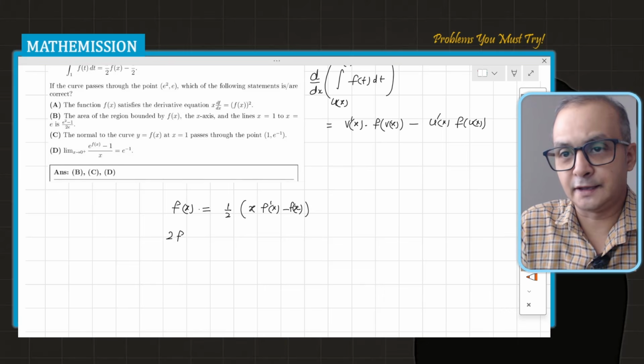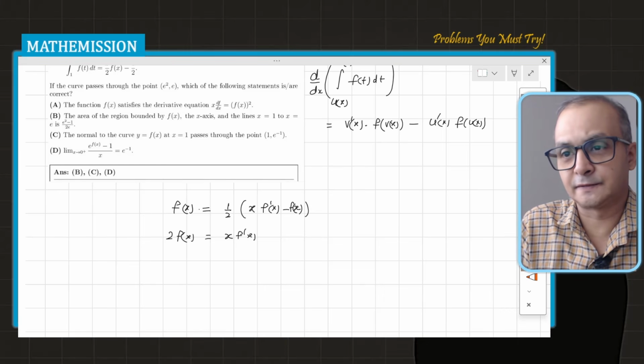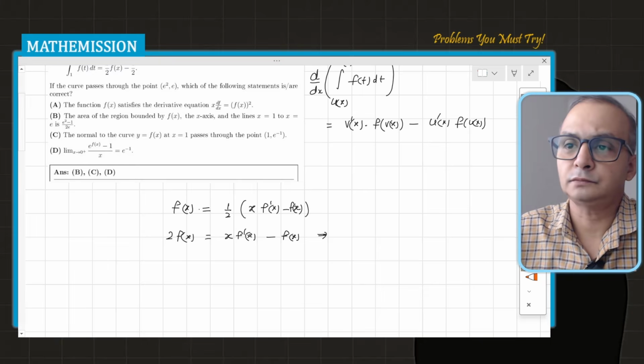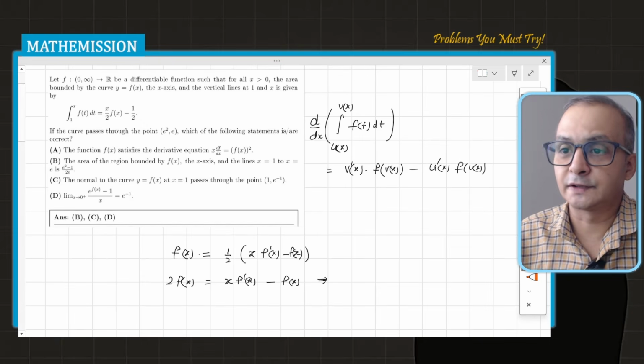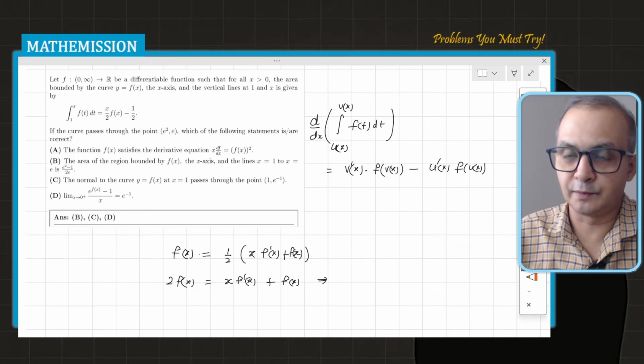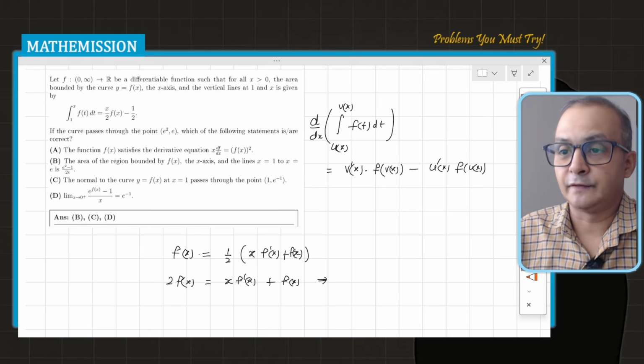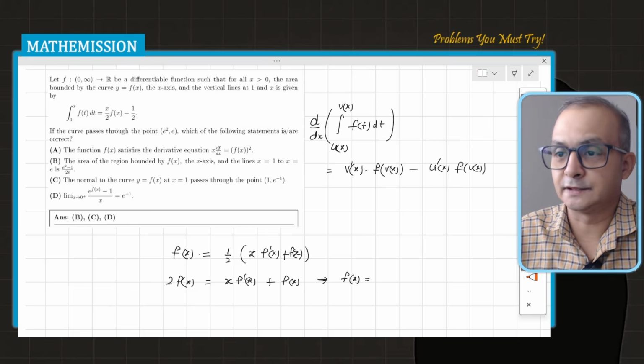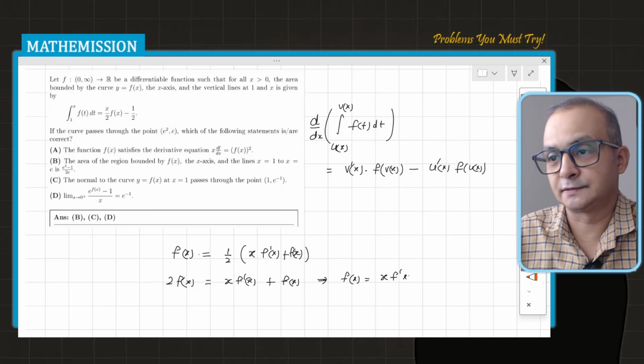From there we can say 2f(x) is equal to x f'(x) minus f(x). How come minus f(x)? It is plus f(x), sorry, because we are applying the product rule. And we get this f(x) back here, so we get f(x) is equal to x times f'(x).